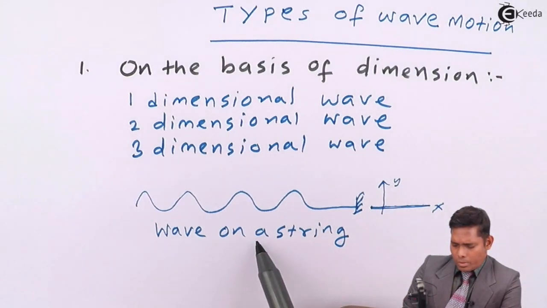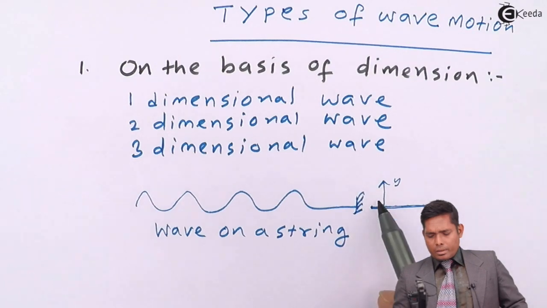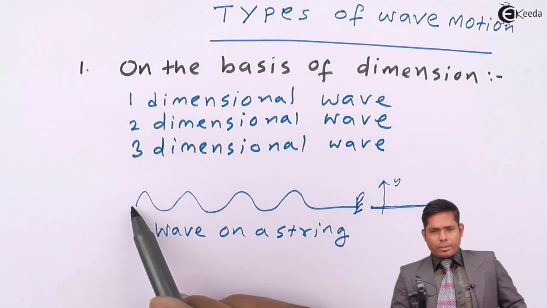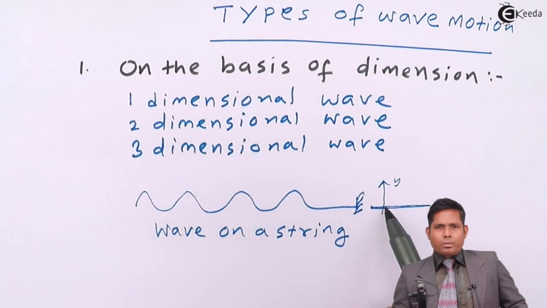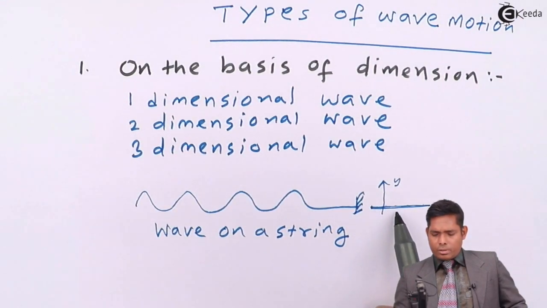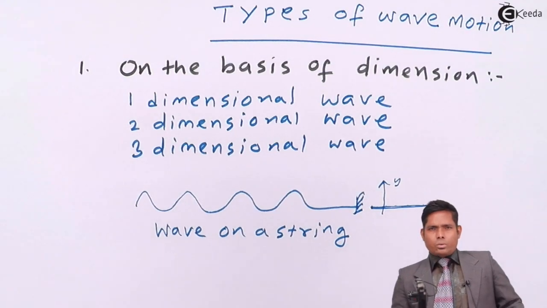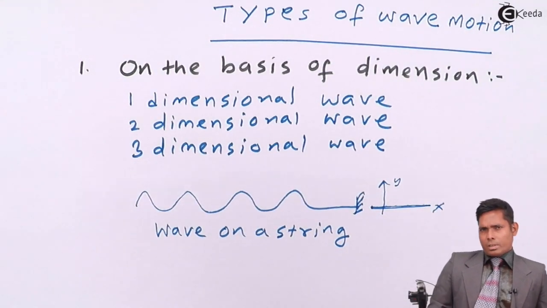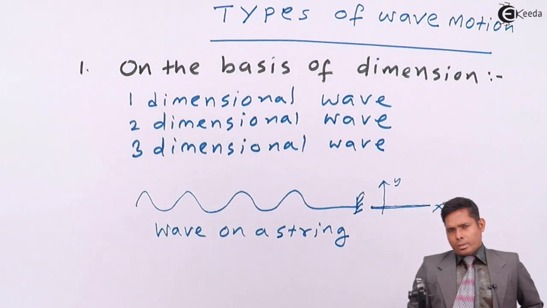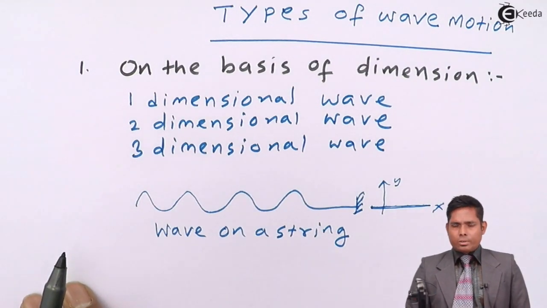For a wave on a string, when a jerk is given at the free end, the particle will move up. So the displacement is in the y direction, and the disturbance propagates along the x direction. Okay, so the disturbance travels along the x direction and particles vibrate in the y direction.